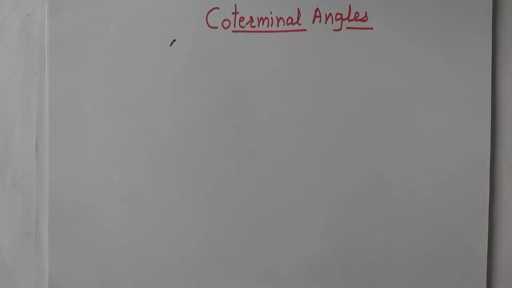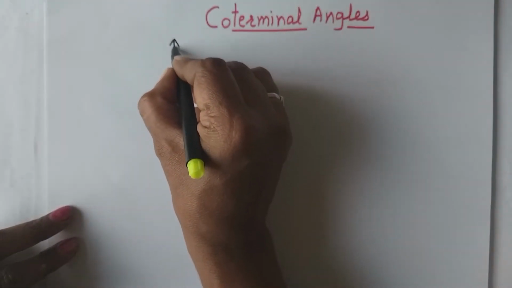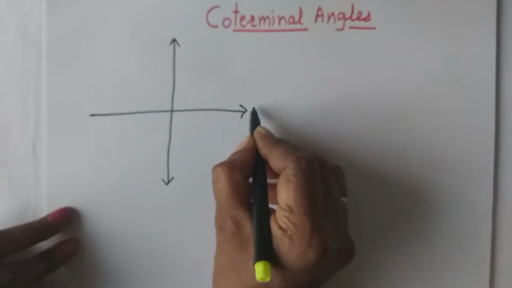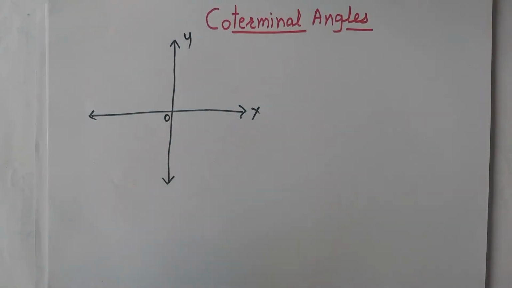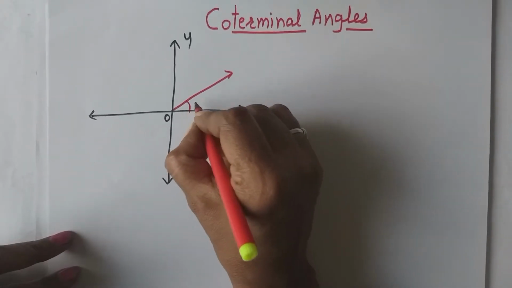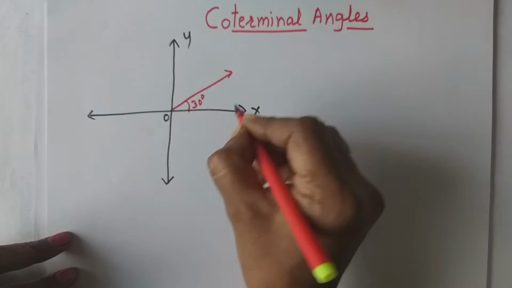Dear students, today we will see what is meant by coterminal angles. For that, you will first draw the plane coordinate system. Draw here the x-axis, y-axis, and this is the origin. Now, we will draw some angles. Suppose this is an angle of 30 degrees.